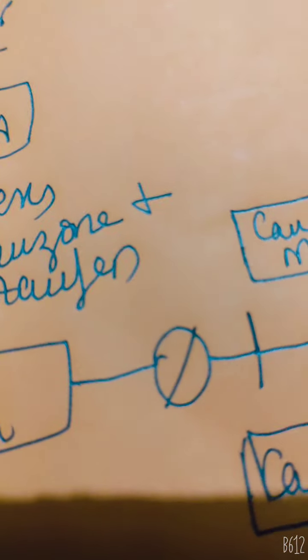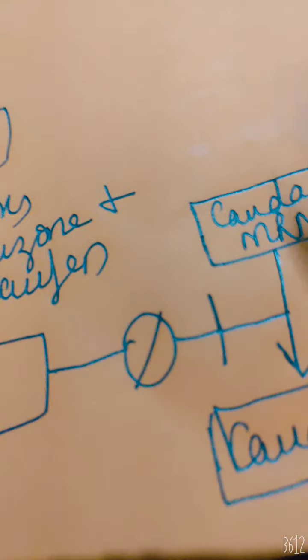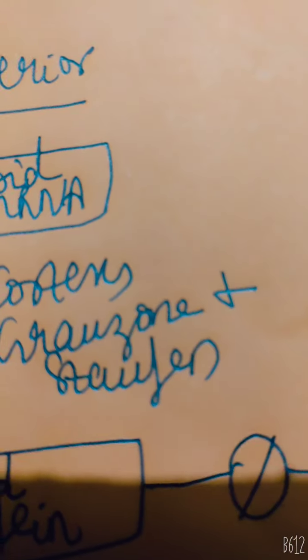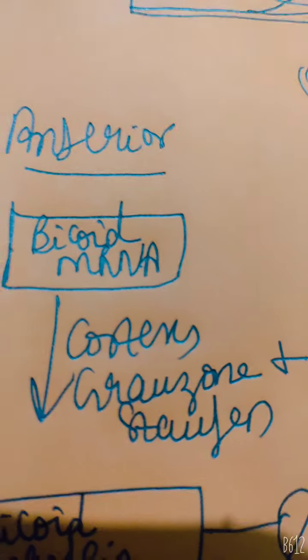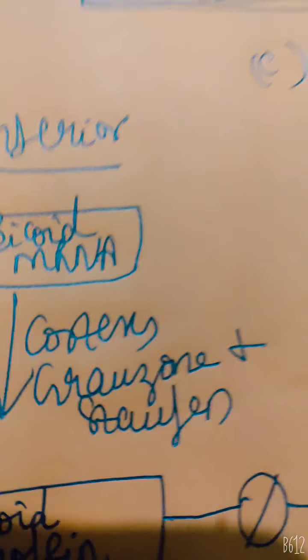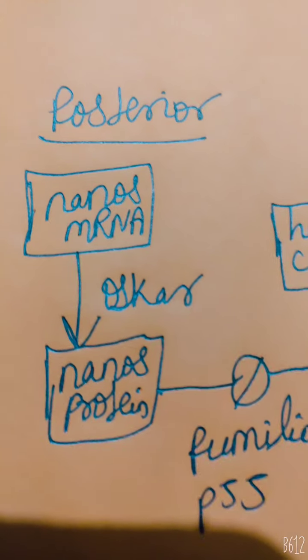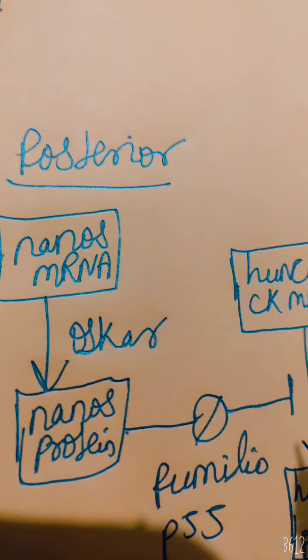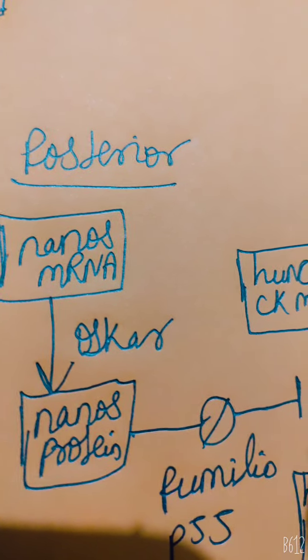To show the inhibition, I have shown this particular symbol. So the bicoid protein inhibits the translation of the caudal RNA, allowing caudal protein to be synthesized only in the posterior of the cell. Similarly, on the posterior side, nanos protein in conjunction with Pumilio protein binds to hunchback mRNA, preventing its translation in the posterior portion of the embryo. Because in the posterior part, hunchback is not required.